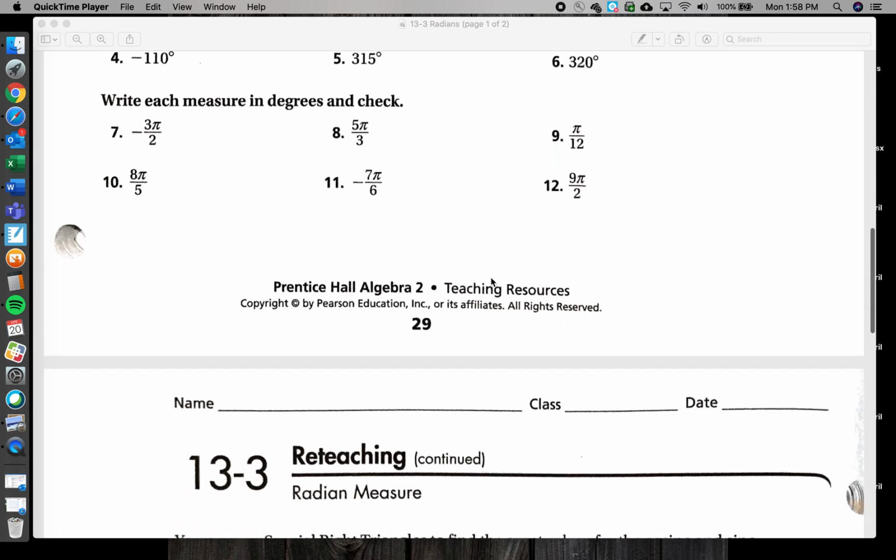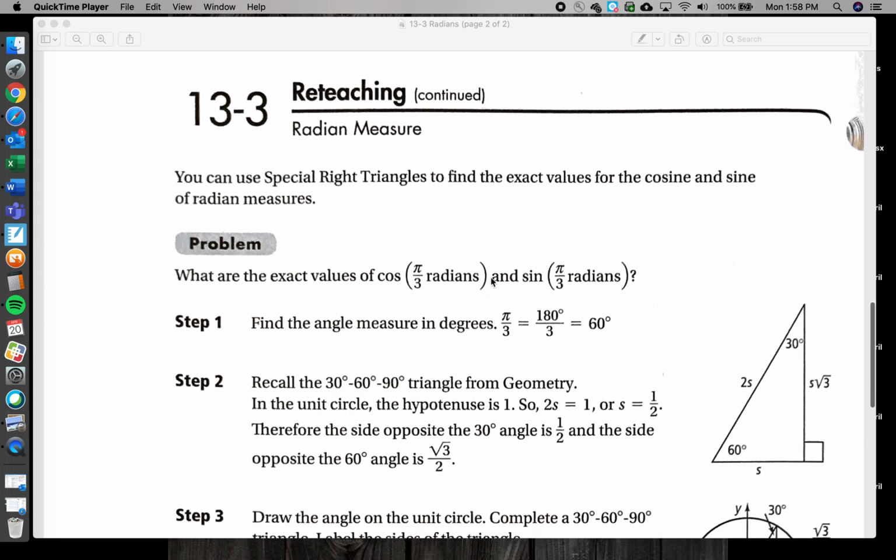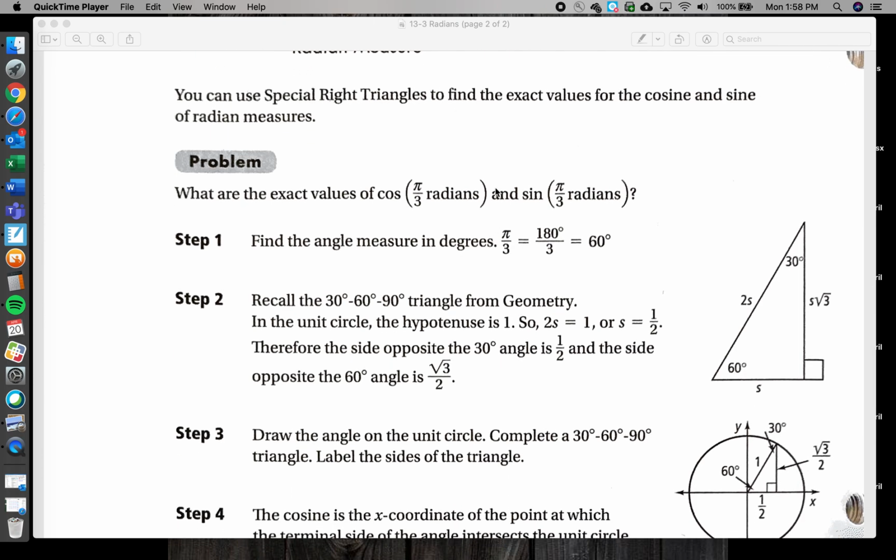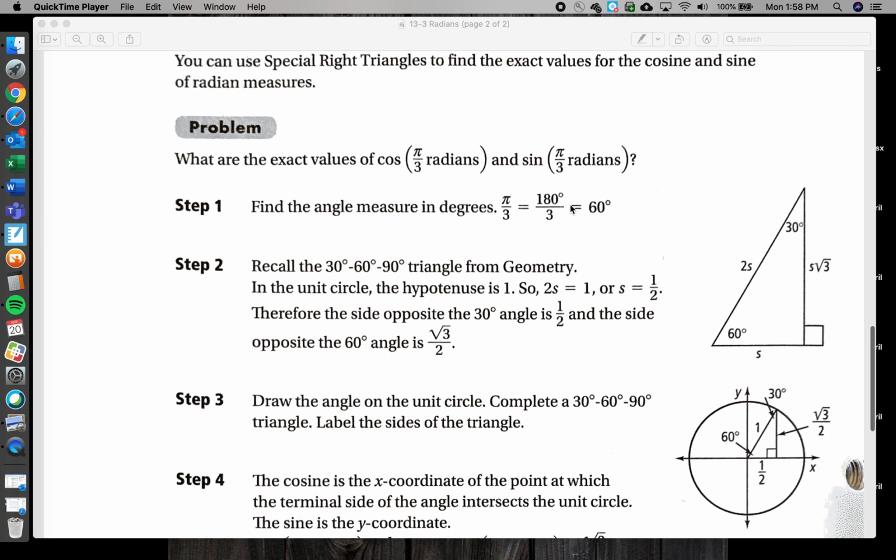So here's some problems to have you work on with that. And then on the back side, here's why we did special right triangles, why we were talking about those. We're going to be taking a look at finding the exact values of cosine and sine and tangent and things along those lines.